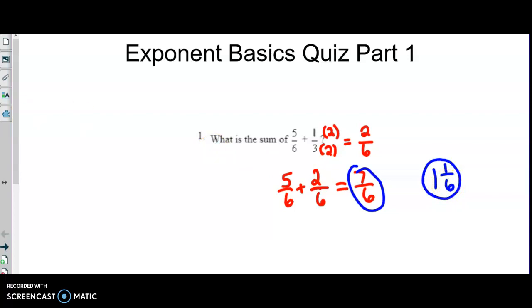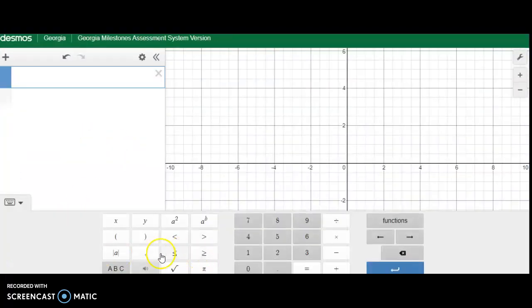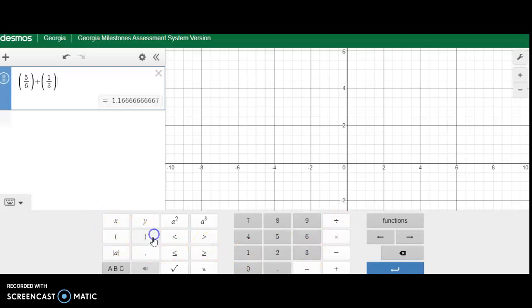Now, just as a reminder, you can do all of this in Desmos. So let me show you that. 5/6 plus 1/3. All you have to remember when you put it in Desmos is each fraction gets its own parentheses. So parentheses, 5 divided by 6, close parentheses, plus parentheses, 1 divided by 3, close parentheses.